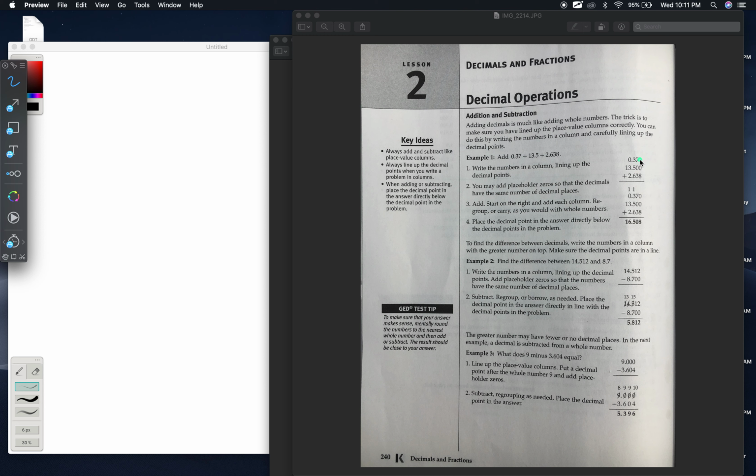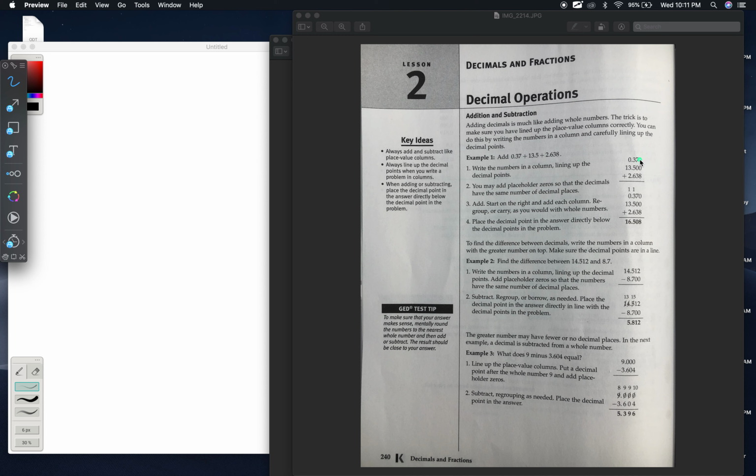So you may add placeholder zeros so that the decimals have the same number of decimal places. That's what they did. These are called placeholders. Add. Start on the right and add each column. Regroup or carry as you would with whole numbers.